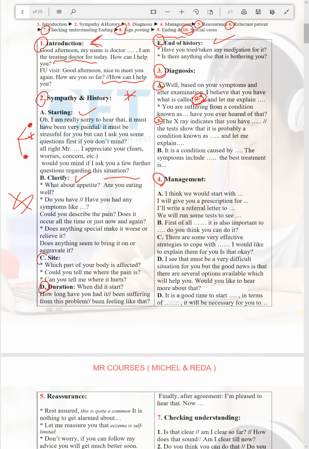The test results show that it's probably you have got a condition known as, and let me explain this condition. You have to tell him in layman language. You can choose all of this. It is a condition caused by, for example. The symptoms include. What if we don't know about the condition?